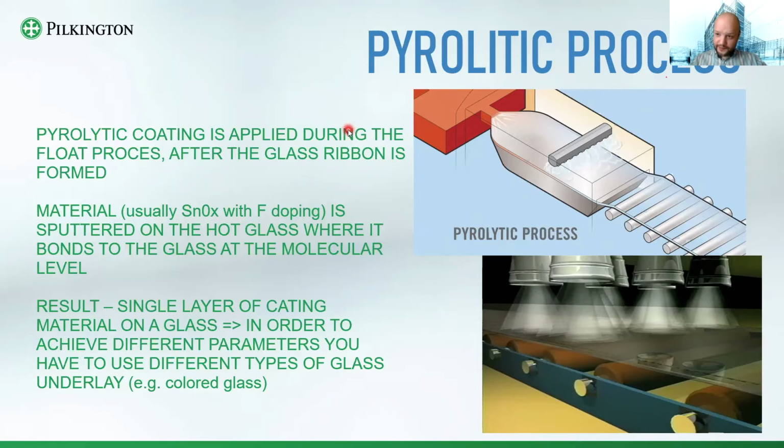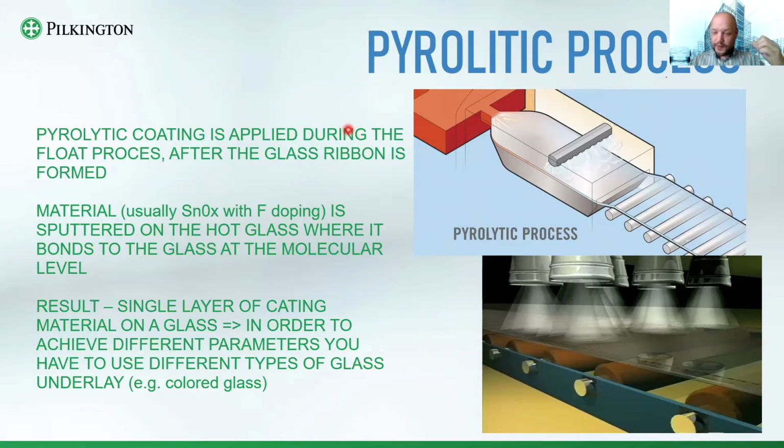What do we get as a result? We get a single layer of coating on a glass, meaning that we cannot produce multiple layers with this technology. So a single layer, a very hard layer with a very good bond with the glass. That's what we have, and that determines the properties of the coating. It's very high physical and chemical resistance. And it also determines that we may not vary the coating types.